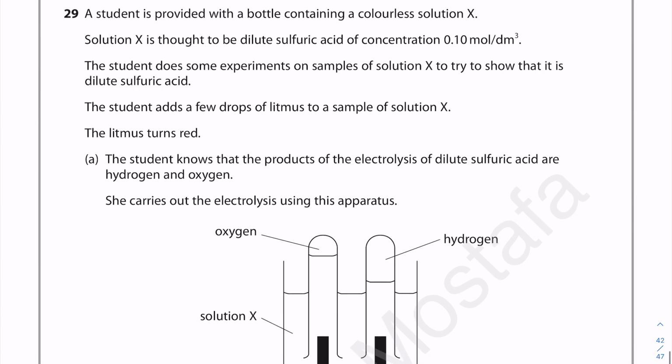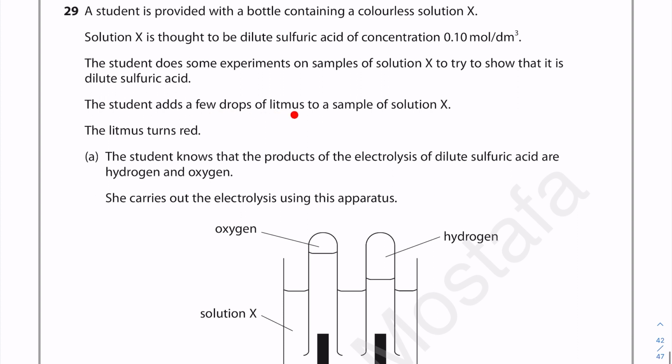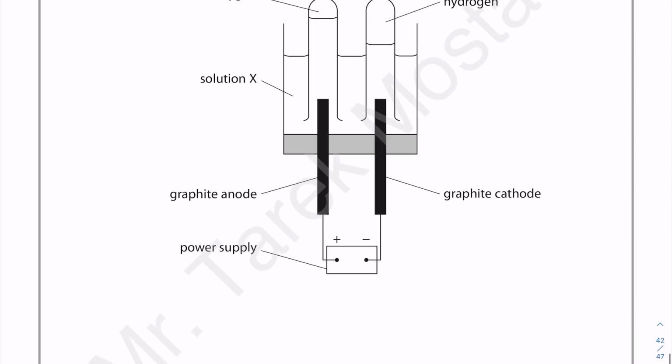Question 29. A student is provided with a bottle containing a colorless solution X. Solution X is thought to be dilute sulfuric acid of concentration 0.10 mole per cubic decimeter. The student does some experiments on samples of solution X to try to show that it is dilute sulfuric acid. The student adds a few drops of litmus to a sample of solution X. The litmus turns red. The student knows that the products of electrolysis of dilute sulfuric acid are hydrogen and oxygen. She carries out electrolysis using this apparatus.